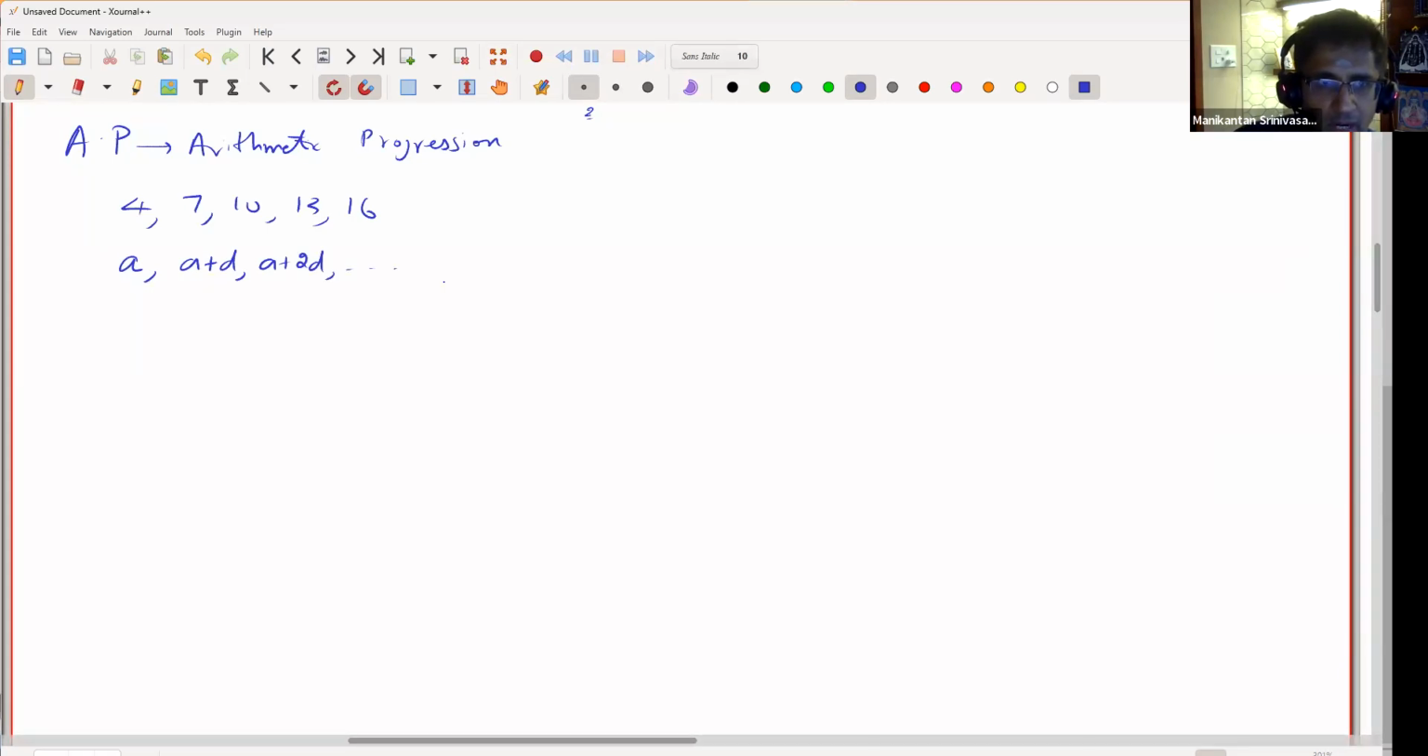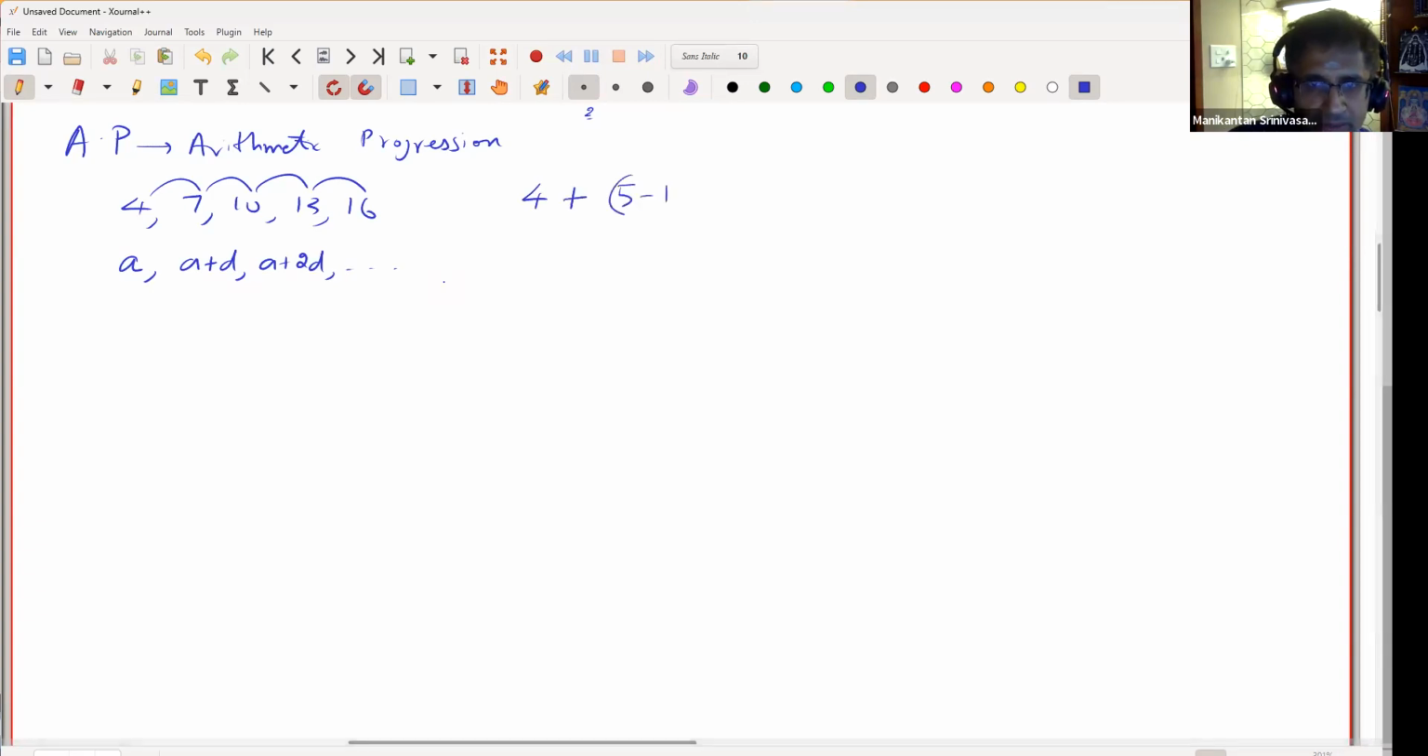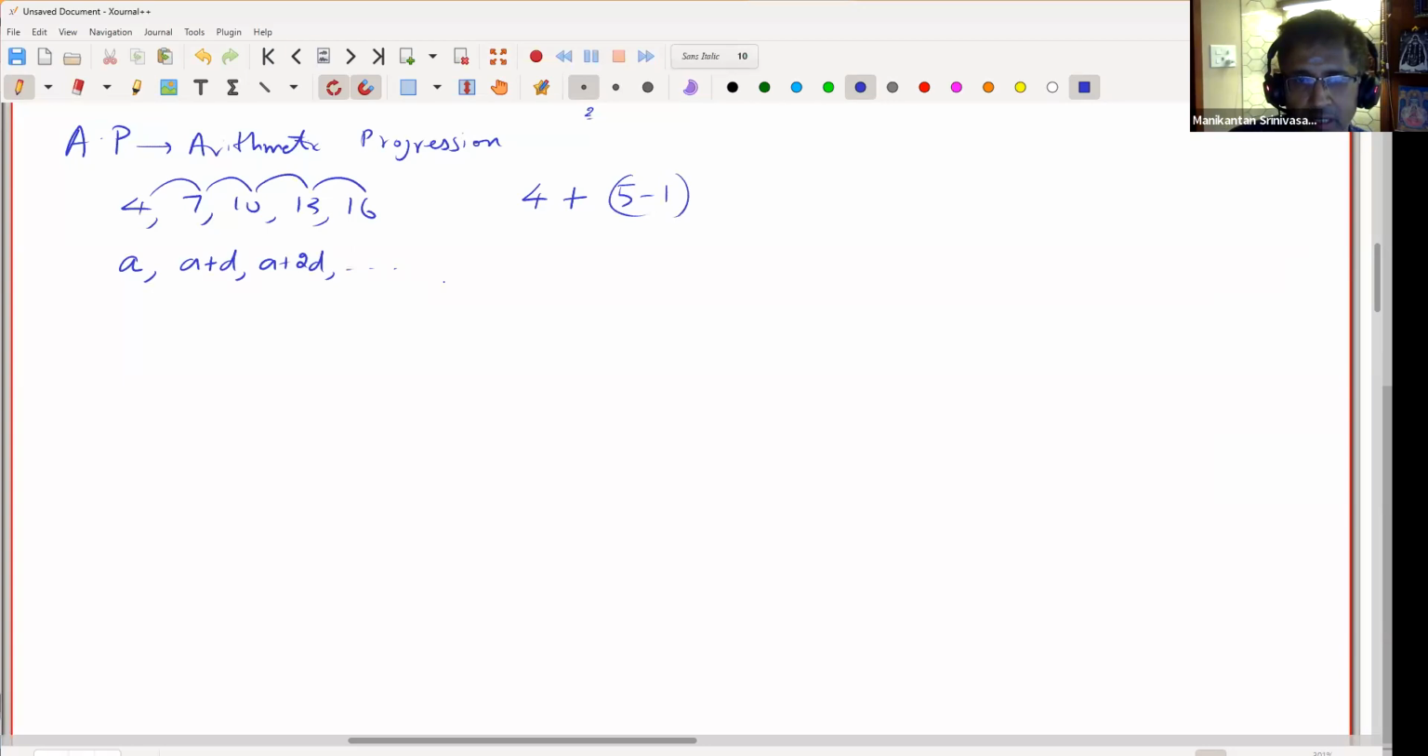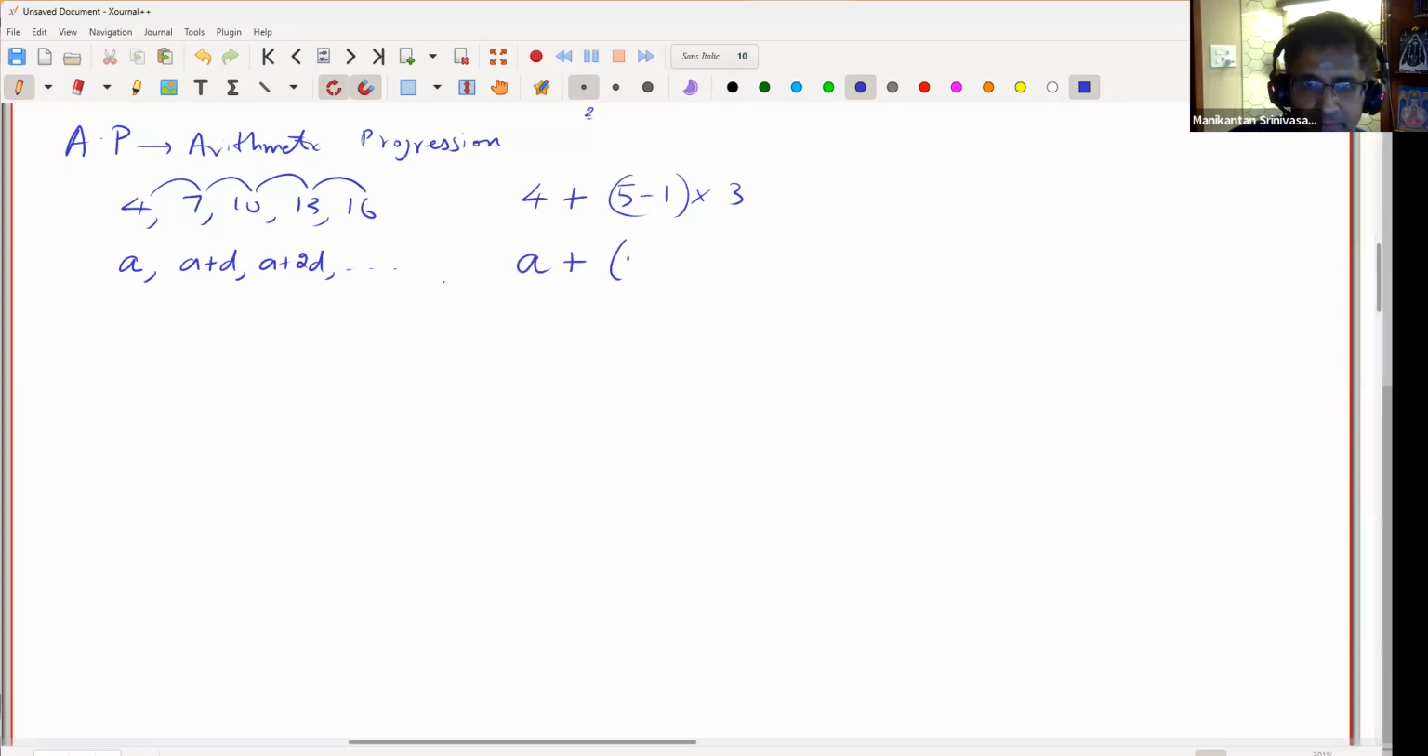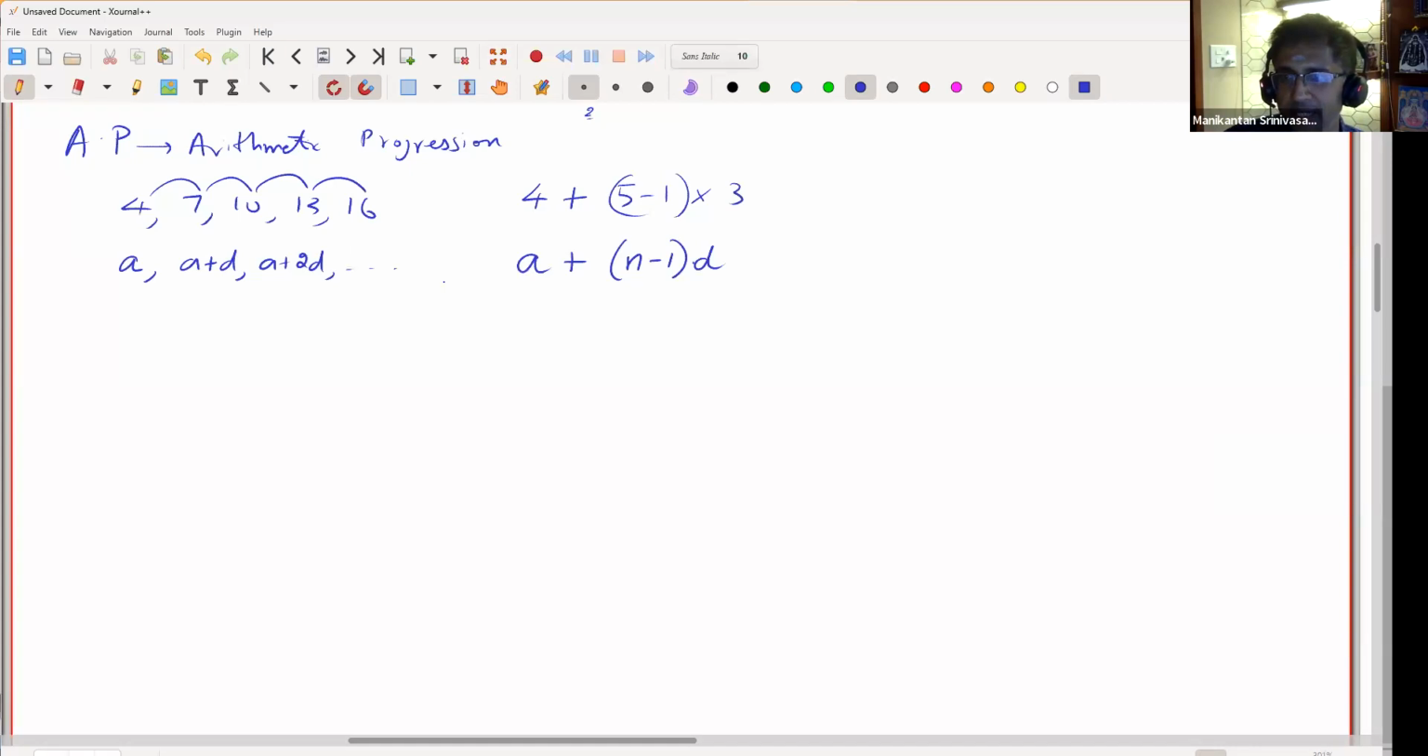Suppose I have to go for the fifth term, right? So how do I find the fifth term? You start off with some value, and then to reach the fifth term, you need 4 hops. You can see it diagrammatically, you need 4 hops, and each hop is of size 3 in this case. So more generally, you're starting off with some number A. To find the nth term, I'll need n minus 1 hops, and each hop will be of size D, right? So A plus n minus 1 times D gives the formula for the nth term.